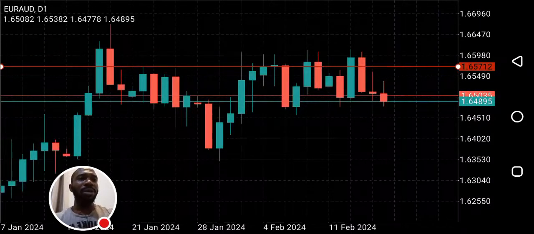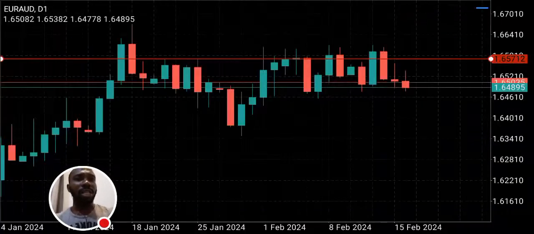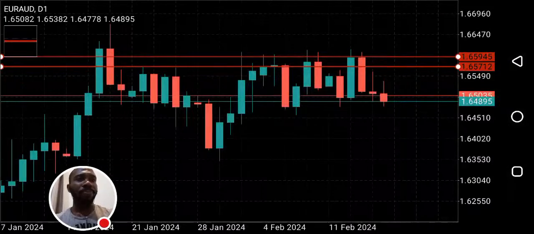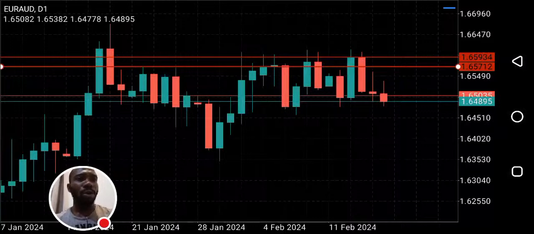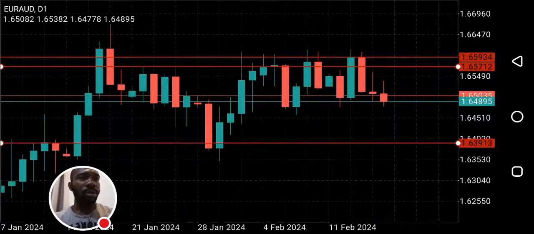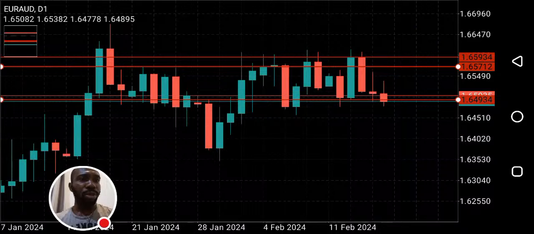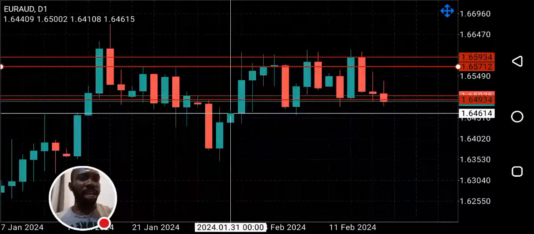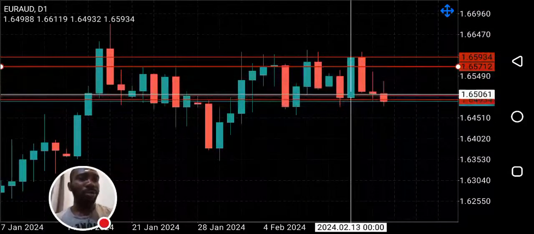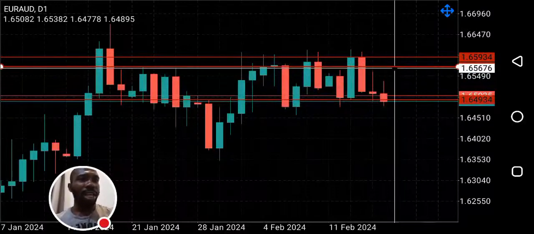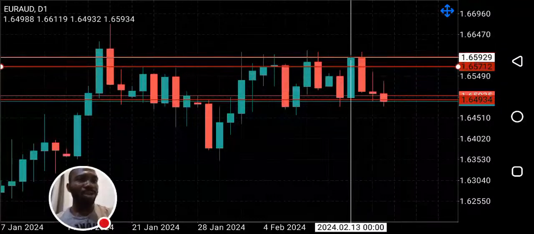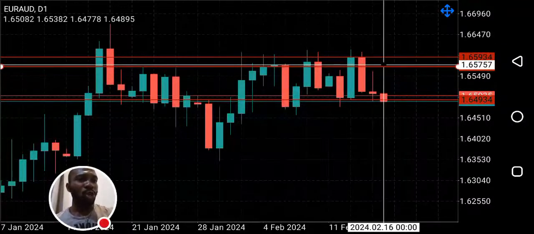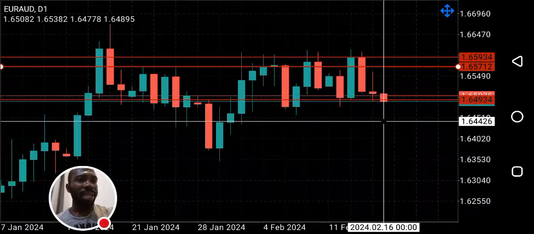You can see the pattern we have on the daily is bearish also, because a resistance has been formed on the daily. You can see the market closed below the low of this strong bullish candle. The last candle, last Friday's candle, closed below the low of this bullish candle. So this tells me that supply has increased.